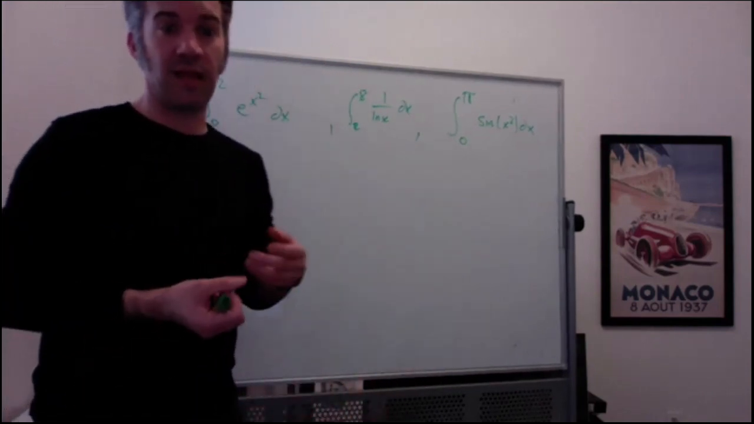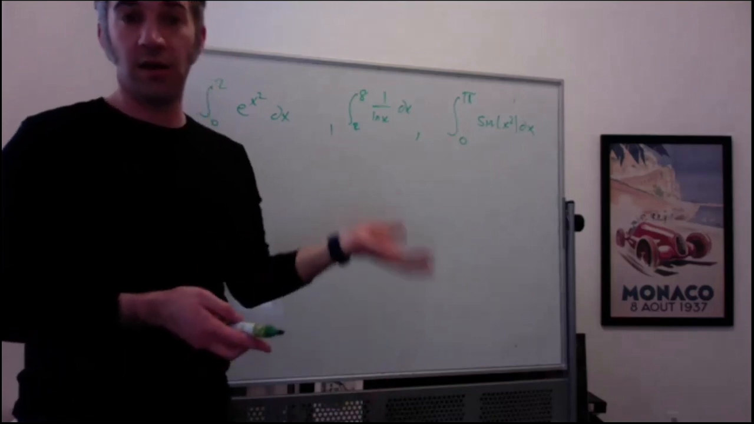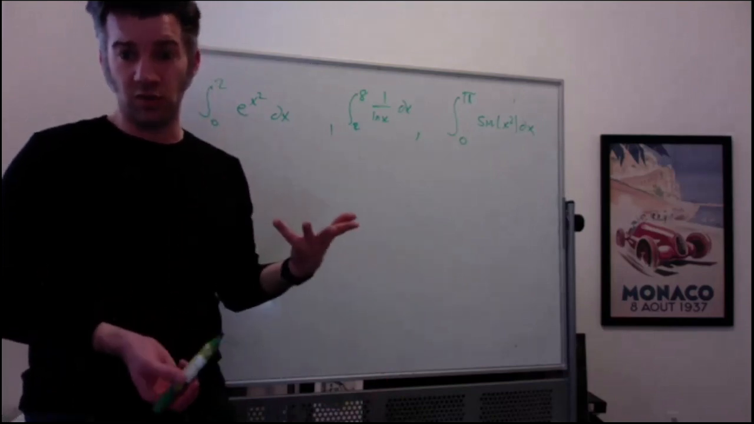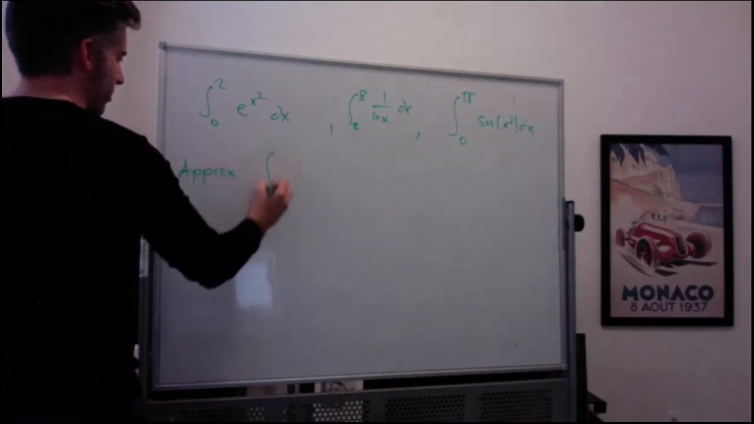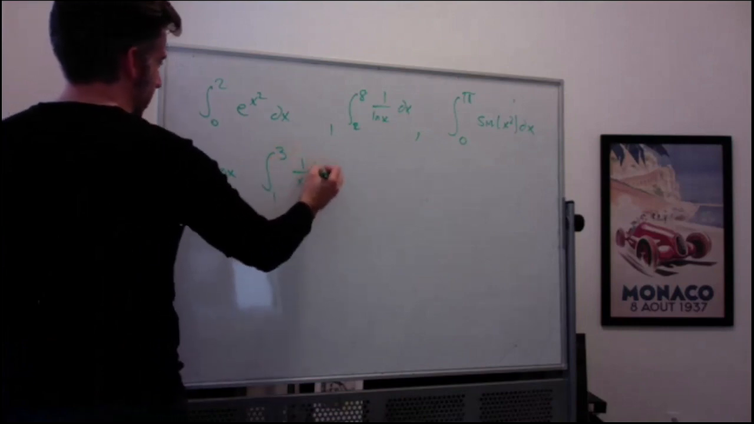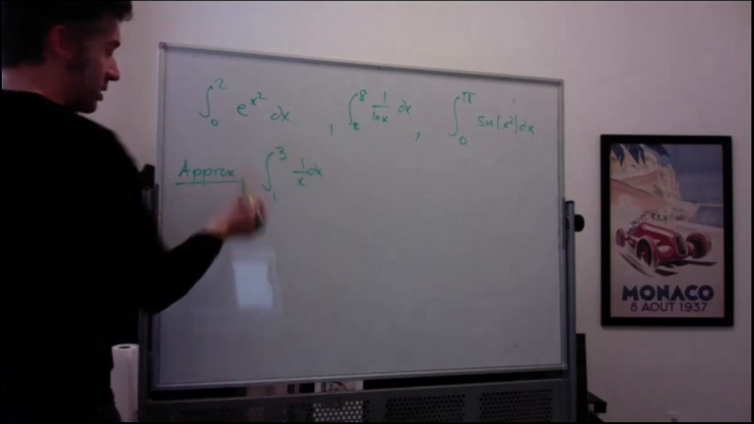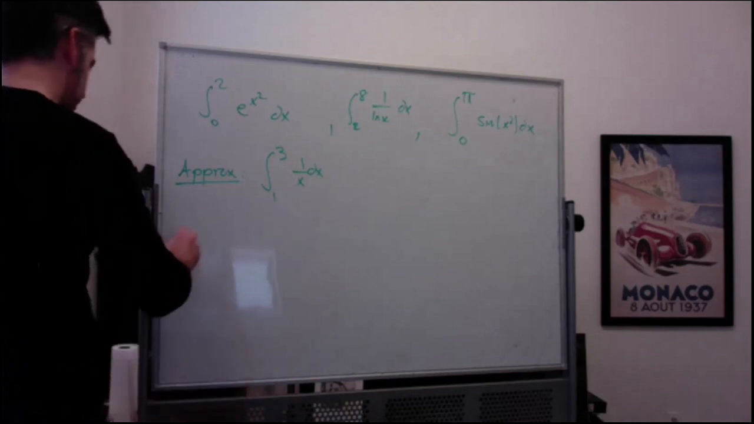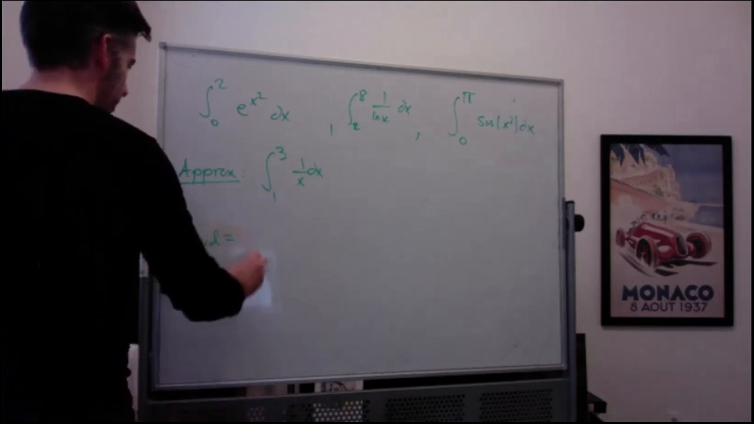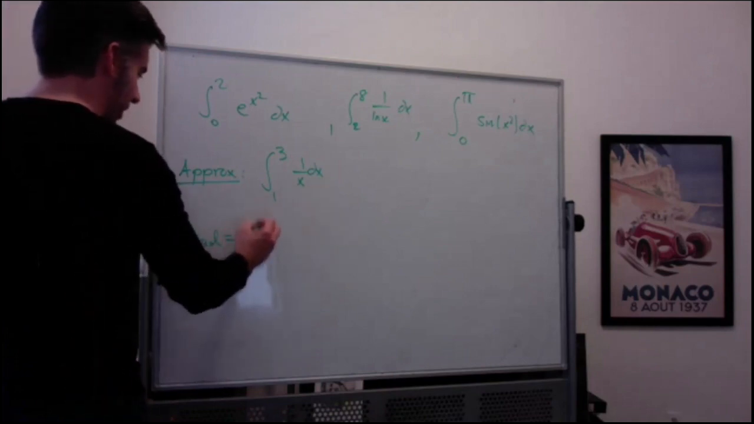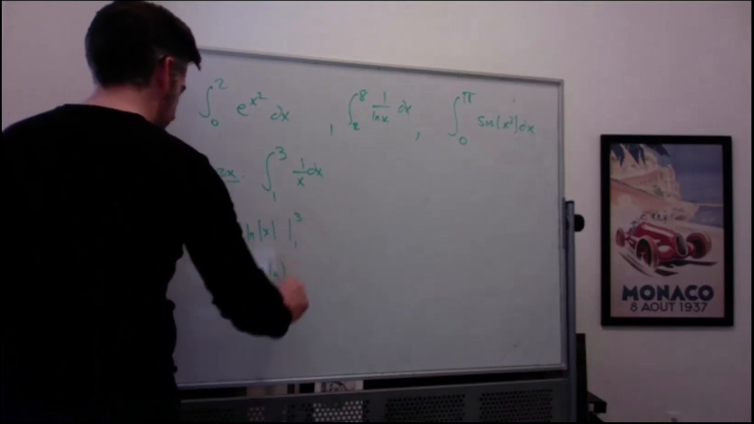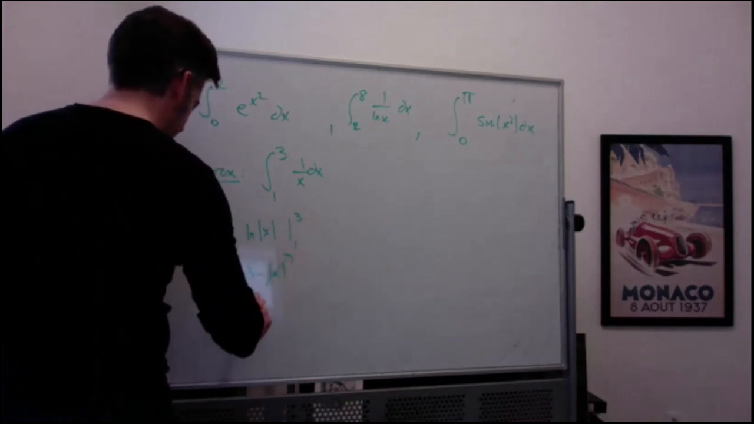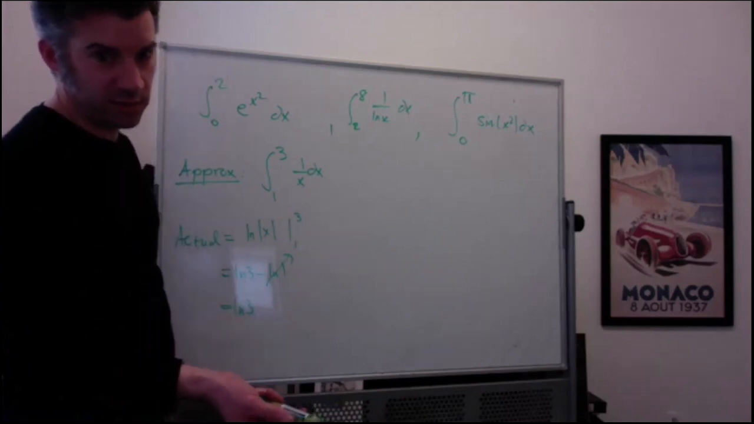But we have numerical methods that allow us to approximate the area under a curve. So let's look at an example we actually do know the area of. First, we'll approximate the integral from 1 to 3 of 1 over x dx. Now, we know the actual answer here. If I integrate this, I get the natural log of x from 1 to 3, which is just the natural log of 3 minus the natural log of 1. That's a 0. So you get the natural log of 3, which is approximately 1.0986.